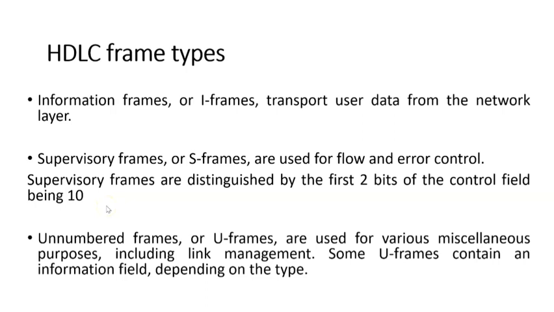Okay, if the first two bits of the control field are 1 0, it indicates that it is a supervisory frame. The last type of frame is the unnumbered frame, or U frame, and it is used for various miscellaneous purposes like link management. Some U frames also contain an information field depending on the type.